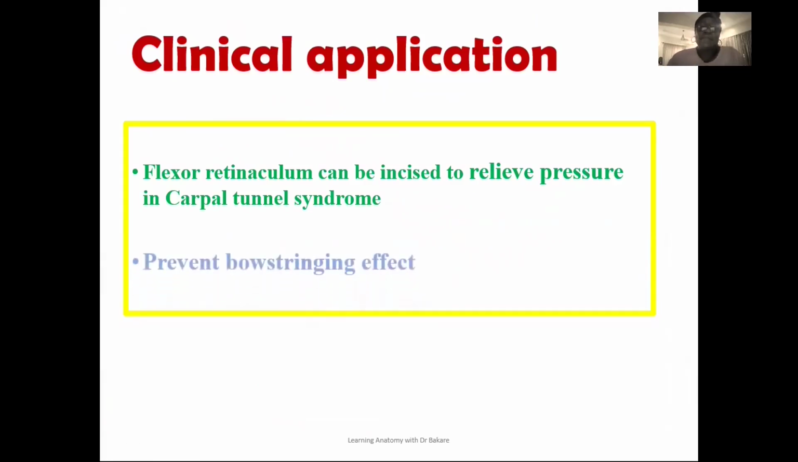Another clinical application is in the impact that the flexor retinaculum has against the bowstringing effects. Remember, we initially described that it prevents the bowstringing action, where it is seen to help hold together the tendons of the flexor muscles in the anterior compartment of the forearm. And this is where it helps to prevent them from moving apart during the flexion of the wrist.